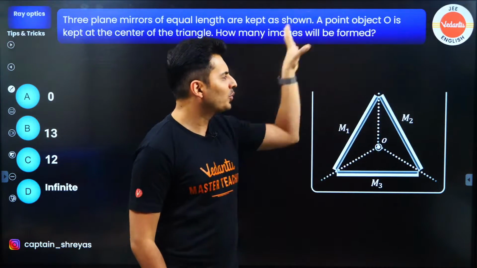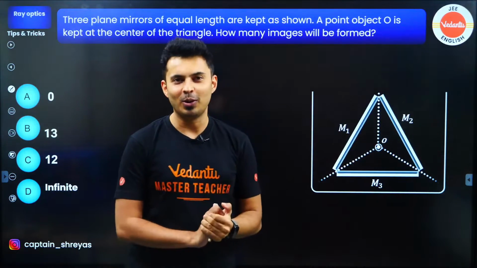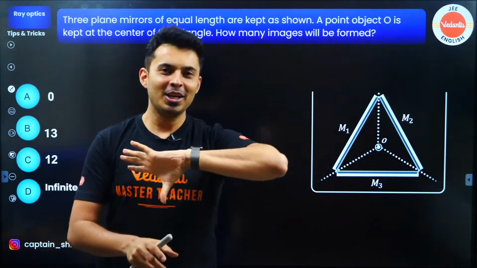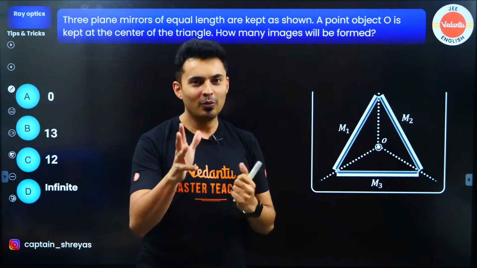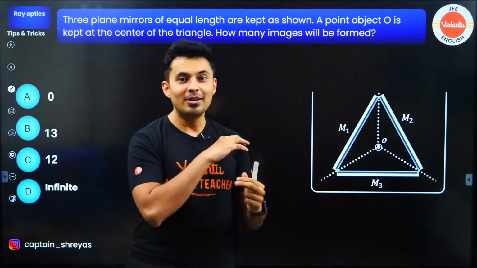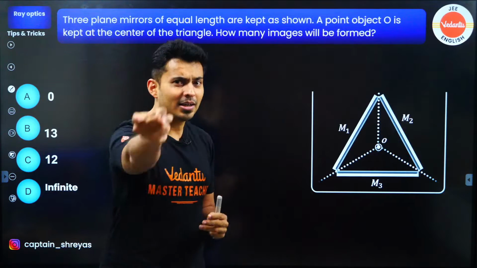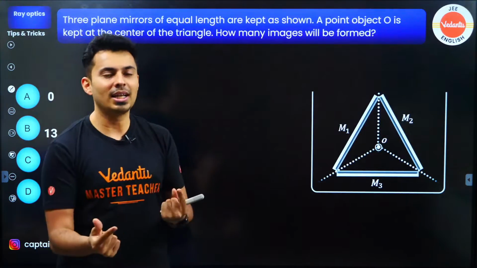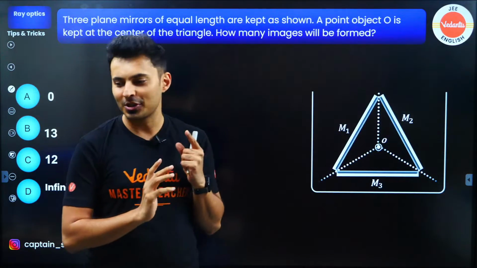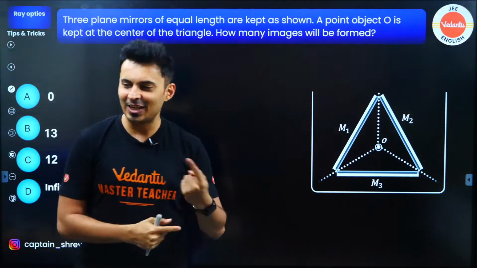These mirrors will form so many images. The question is, how many images will be formed? This can be a good level question. This will be like a bouncer, like a googly by the NTA for all the students. Many students will not have head or tail clue about how to solve this. But if you think a little bit, you will understand that you can use a small trick and simplify the question. But even after using the trick, there is another catch. Okay, so let's try to solve this.